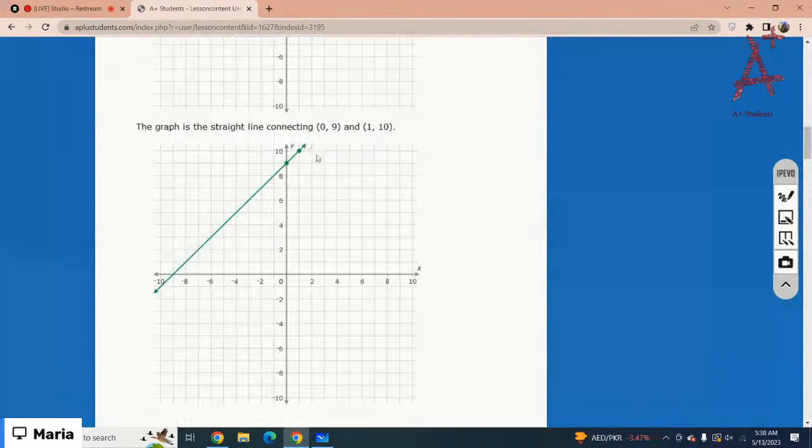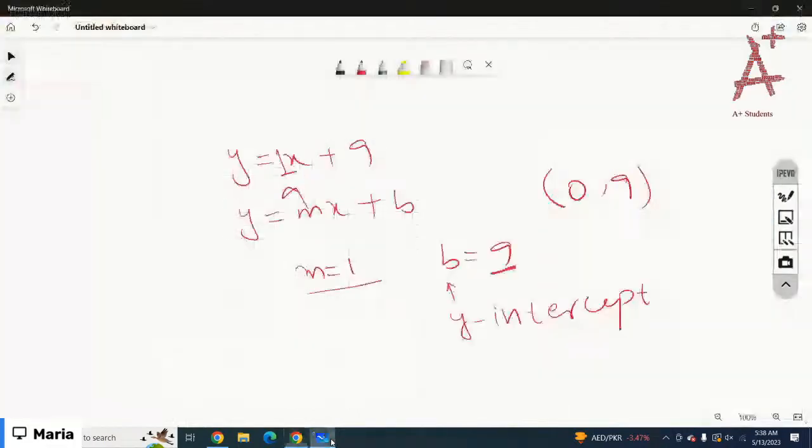What you have to do is compare the equation with the general form of the equation, that is y equals mx plus b. You have slope equal to 1 and y-intercept equal to 9. Just plot the y-intercept on the graph, then look at the slope and plot it on the graph, and then connect these 2 points and make a line. Got it?